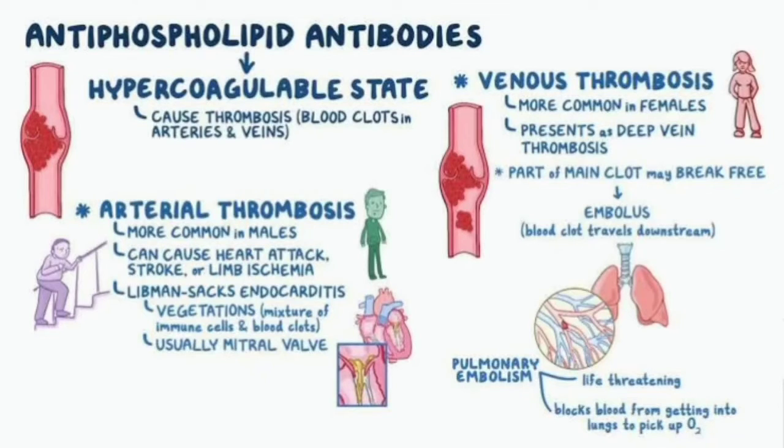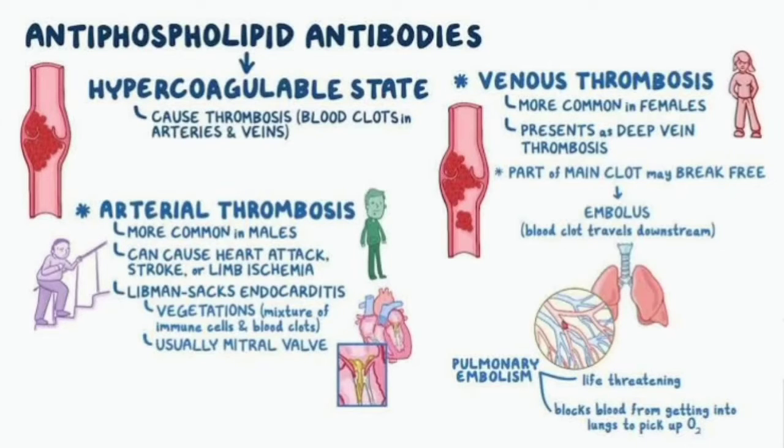Endocarditis basically means inflammation of the endocardium. What happens is vegetations form, which is a mixture of immune cells and blood clots. So what is a vegetation? It is a mixture of immune cells and blood clot that develops inside the endocardium and produces inflammation of the endocardium, known as Libman-Sacks endocarditis. This can be caused by arterial thrombosis, and usually in Libman-Sacks endocarditis the mitral valve is involved.